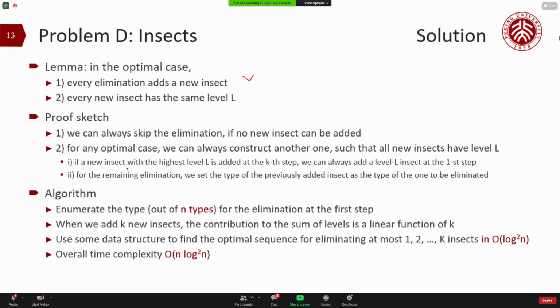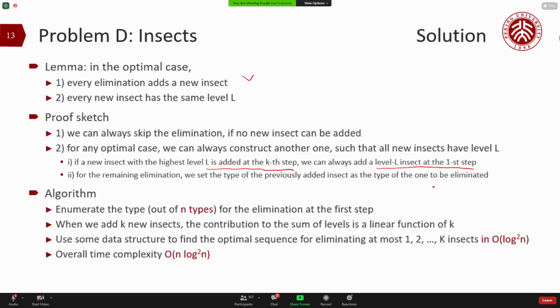If a new insect with the highest level L is added in the kth step, we can always construct another case in which the level L insect is added at the first step. So L is the highest level in this enumeration process. And for the remaining enumerations, we set the type of the previously added insect as the type of the one to be eliminated.